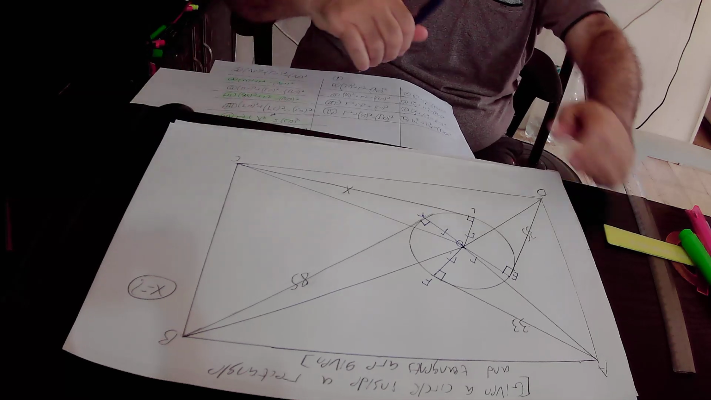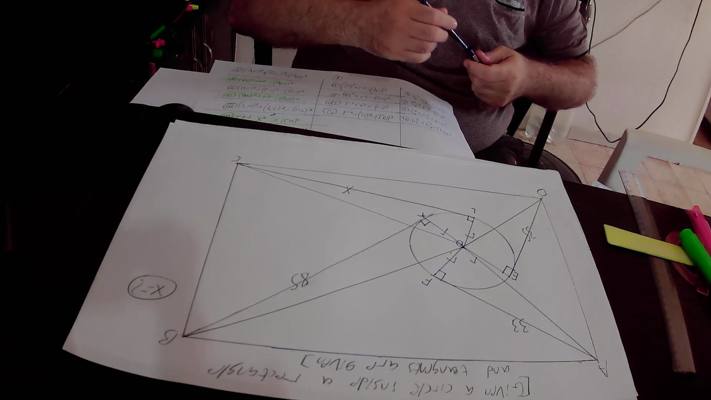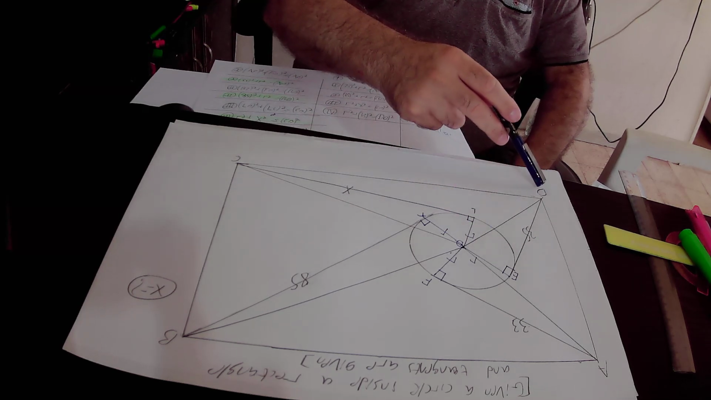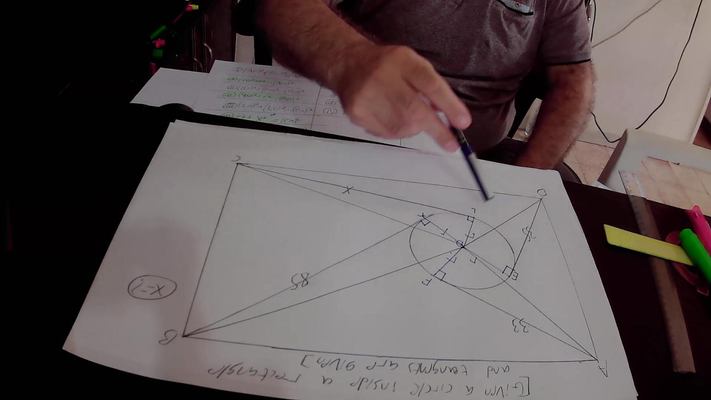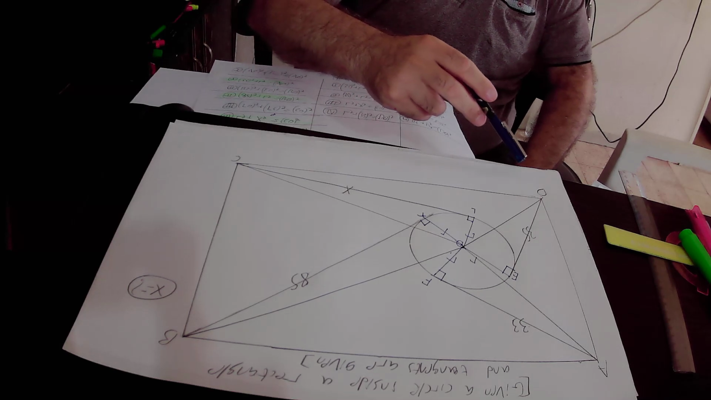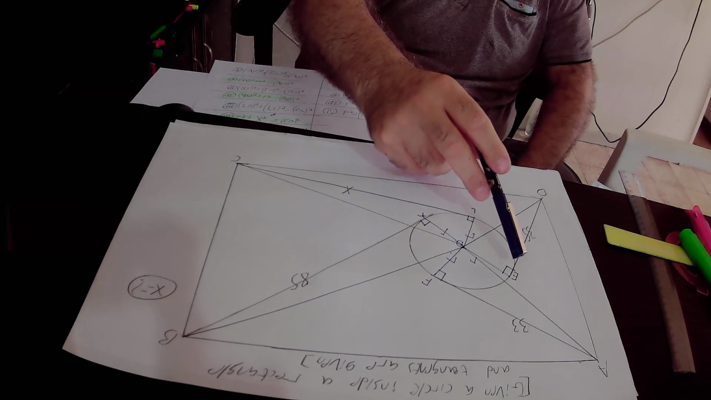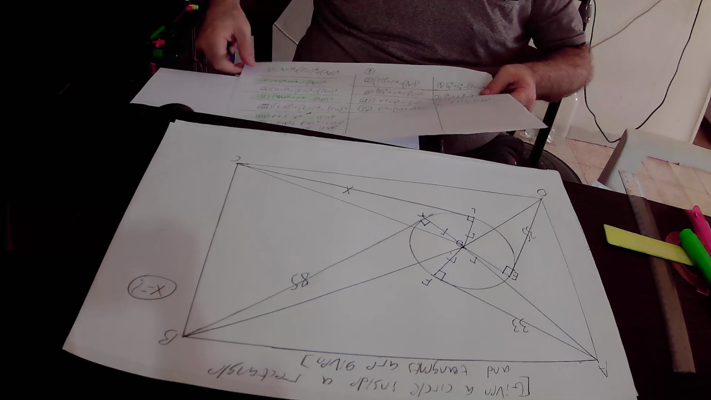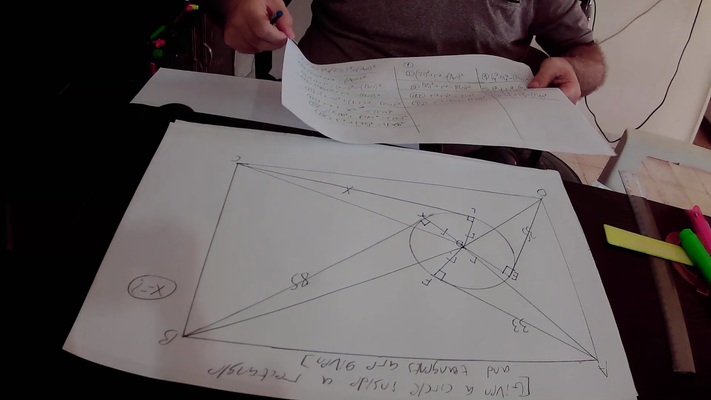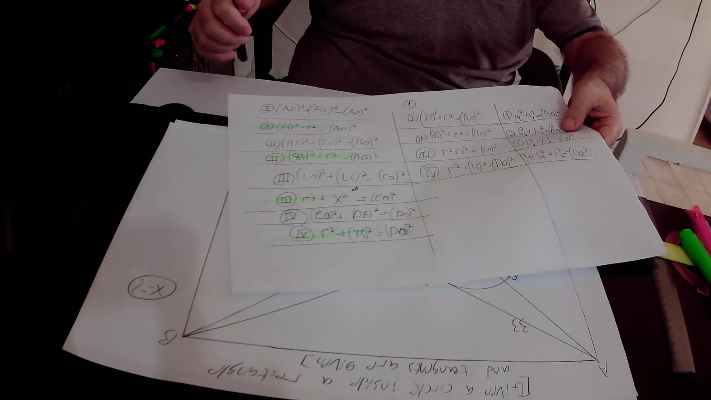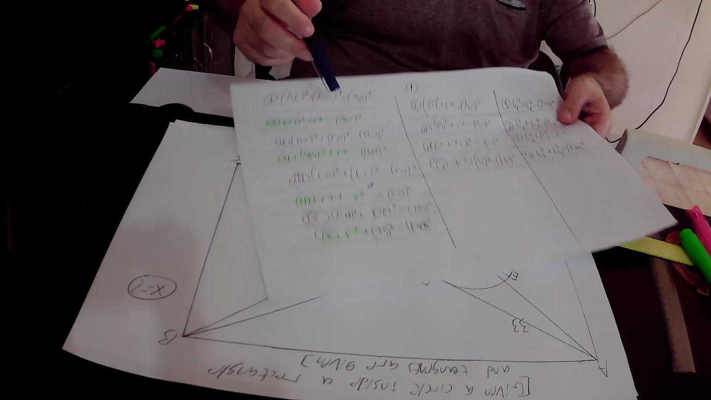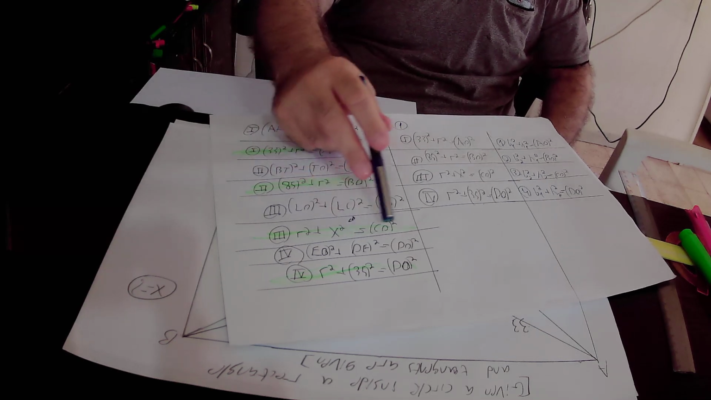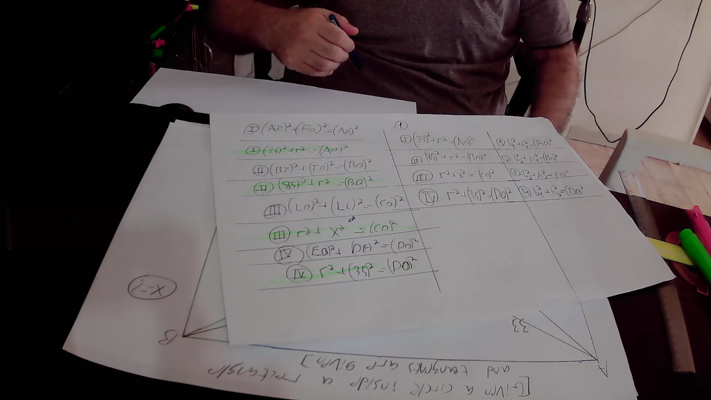Then we joined points O and D together by a straight line. In this way, we created the right triangle DEO. In the right triangle DEO, DE square plus EO square equals OD square. Repeat again. ED square plus DE square equals DO square according to the Pythagoras theorem.